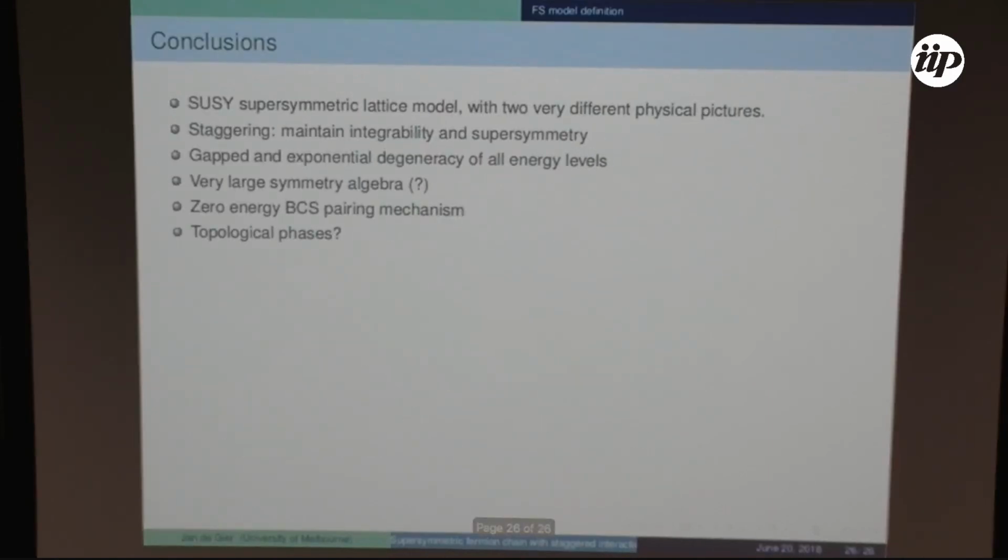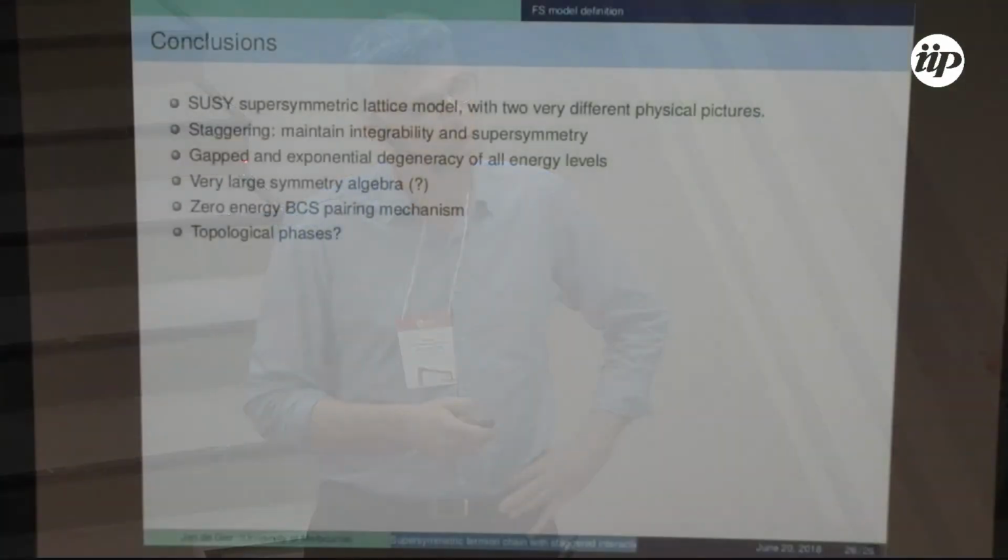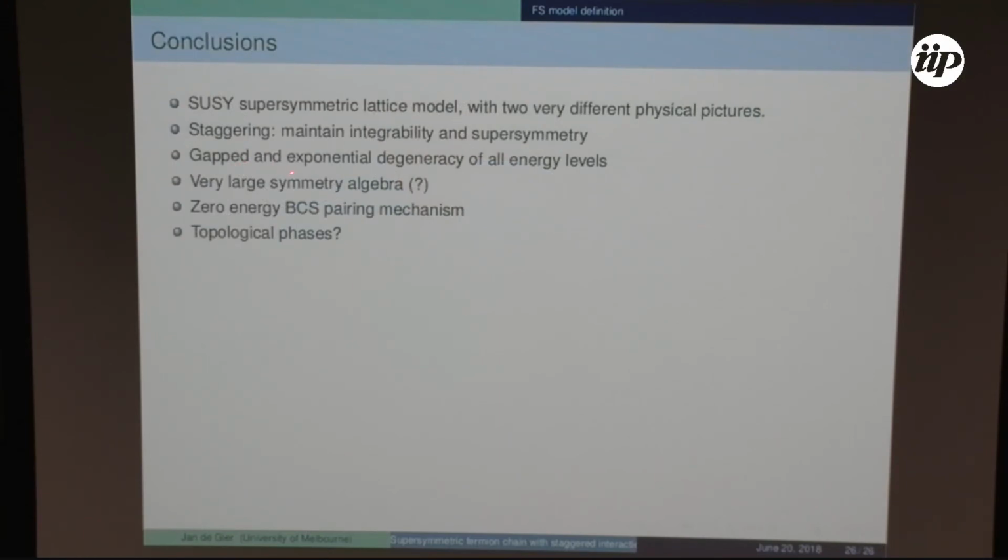Okay, so that's it. So my conclusions are that we have this SUSY lattice model with two very different physical pictures. We introduce staggering while maintaining integrability and maintaining supersymmetry, but introducing a mass gap. So we have a gapped model with exponential degeneracy of all the levels.